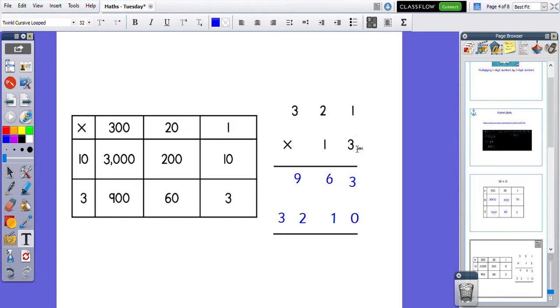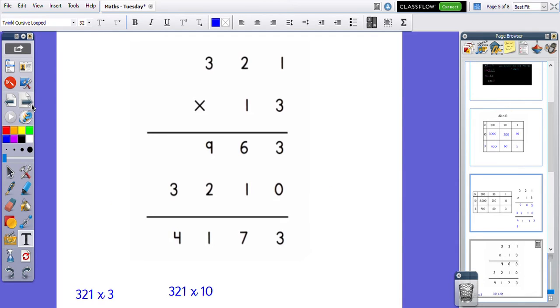So then we need to add them together. So I've got 3 add 0 is 3. 6 add 1 is 7. 9 add 2 is 11. So I've got my 1 and I need to carry the 10. So then I've got 3 add 1 gives me 4. Nice and simple.